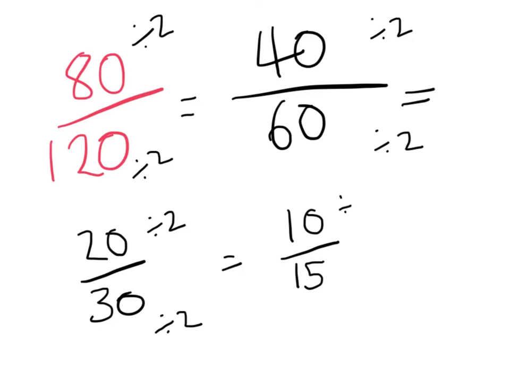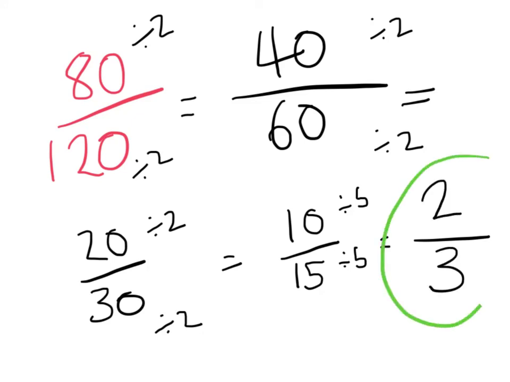10 divided by 5 and 15 divided by 5 equals, you work it out. See if you can work it out. Pause it, see if you can work it out. Okay, I'm back. 2 over 3, and that is as simple as it gets. You cannot divide it anymore. But 2/3 is the same value as 80 over 120. It's the same amount of pizza.